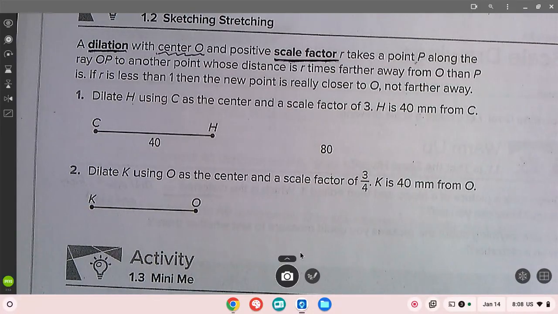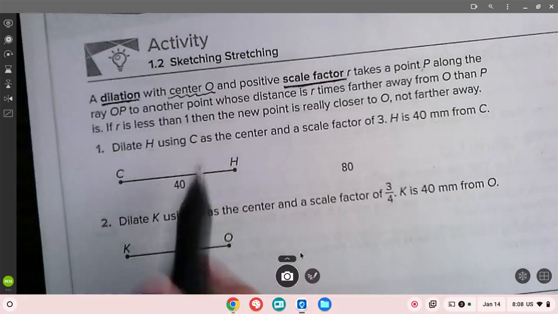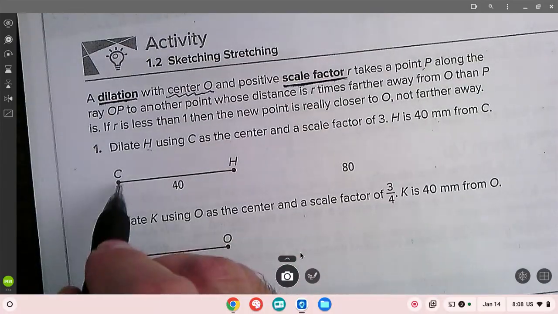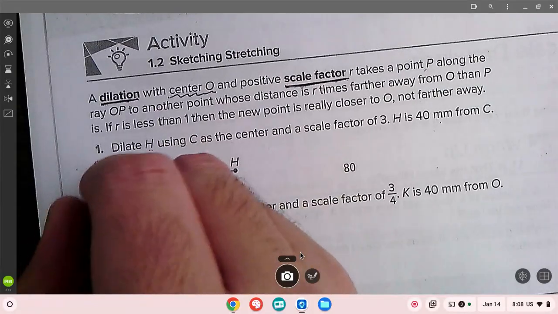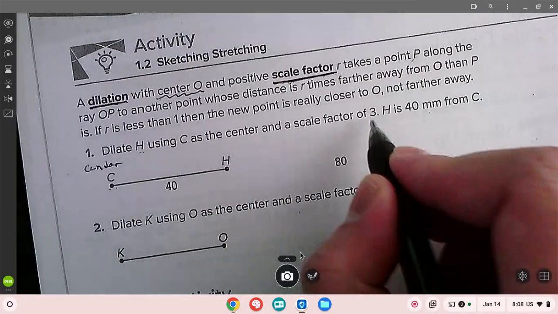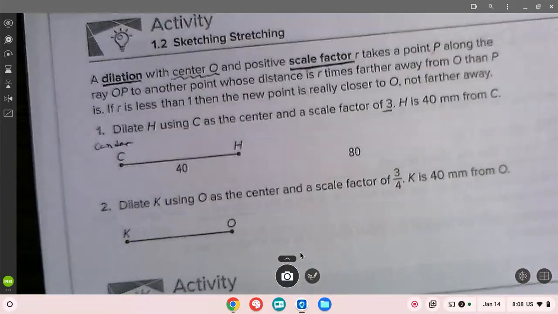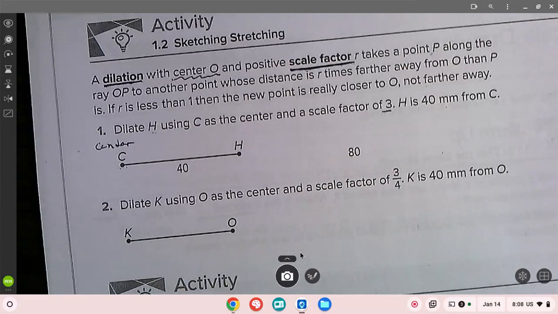Okay, so it says here, we want to dilate the point H using C as a center. So C is my center. We can label that center of dilation. And we have a scale factor of 3. What does that even mean? Scale factor of 3? Yeah. The scale factor is how much we're going to be multiplying its size.